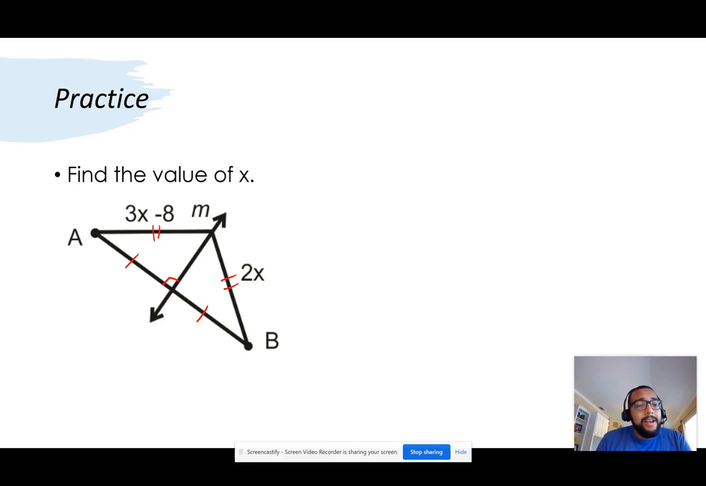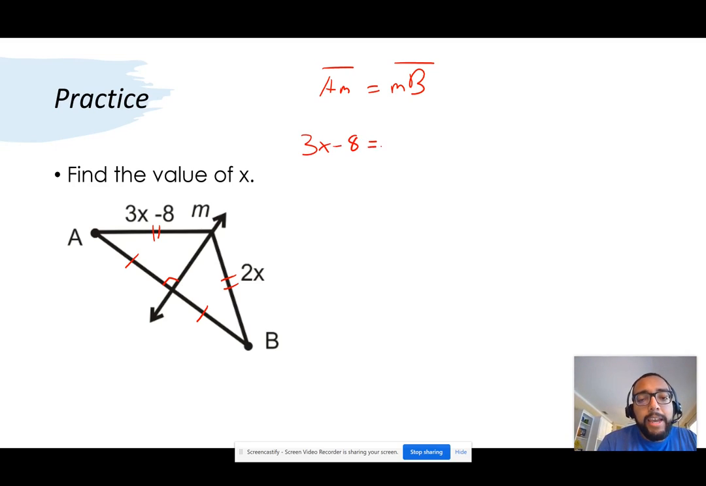This is saying here that AM is going to be the same as, I'll just say MB. So to find the value of x, since we have a perpendicular bisector happening here, I just set them equal to each other. So 3x minus 8 now equals 2x, and it seems pretty simple now to solve for x.